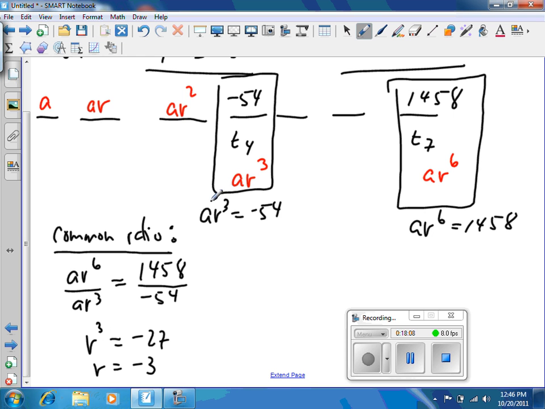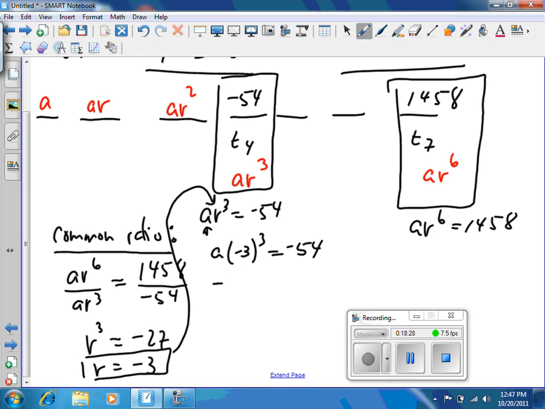All right, so once we have R, we're pretty good, because then we can take this R and substitute it into there and solve for A. So A times negative 3 cubed equals negative 54. That's negative 27A equals negative 54. So A is equal to negative 54 divided by negative 27. Did I make a mistake here? Oh, this is negative. A is equal to 2.